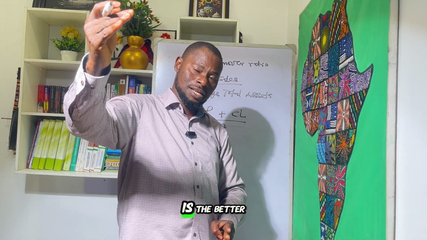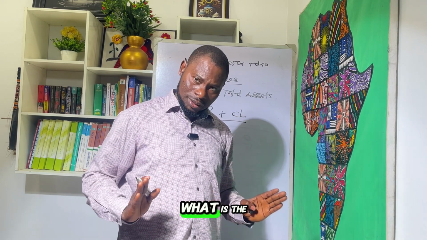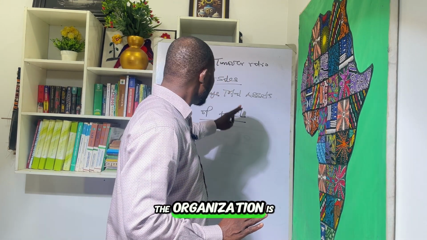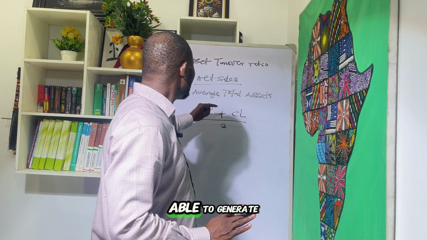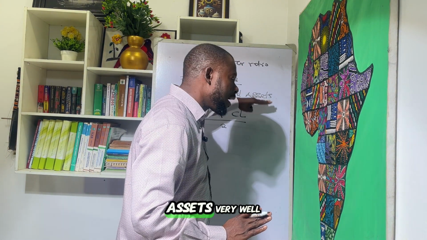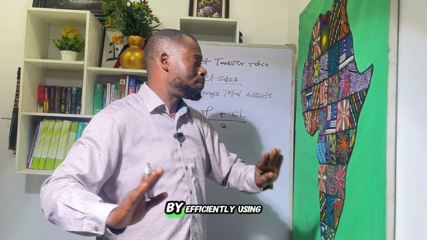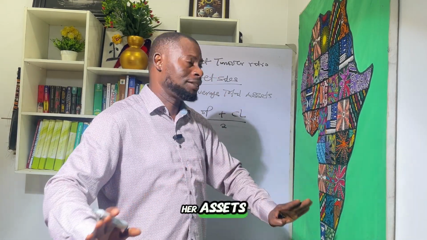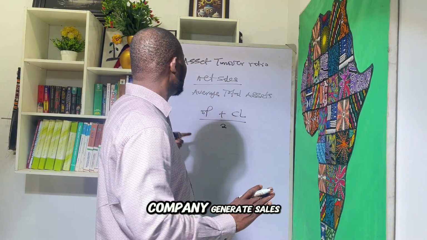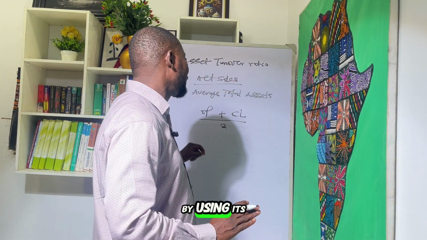The higher it is, the better for you. What is the interpretation? It means that the organization is able to generate sales by using her assets very well, by efficiently using her assets. So this is a measure of how well the company generates sales by using its total assets.